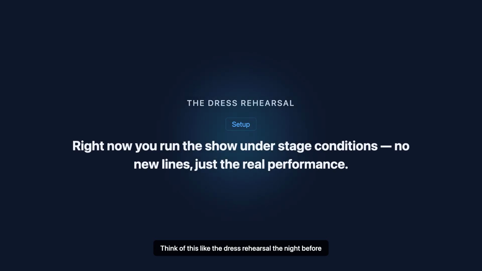Think of this like the dress rehearsal the night before a play. You already know your lines, the frameworks, the service boundaries, the qualifier rules. What you're practicing now is performing them under pressure, on a clock, without the script in front of you. For every question, I'll show you the scenario, walk through eliminating the wrong answers out loud, and land on the survivor with a one-line reason.